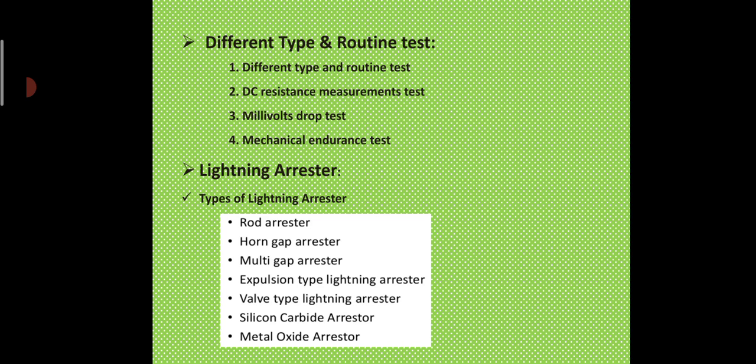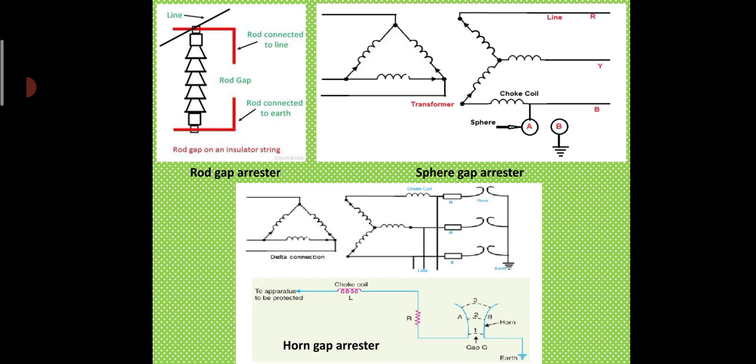Now, next is lightning arrestor. The types of lightning arrestor are rod gap arrestor, horn gap arrestor, multi-gap arrestor, explosion type lightning arrestor, valve type lightning arrestor, silicon carbide arrestor, and metal oxide arrestor. Now, rod gap arrestor. The device used for this is called lightning arrestor or surge diverter. Lightning arrestor is kept at a suitable place in the substation.